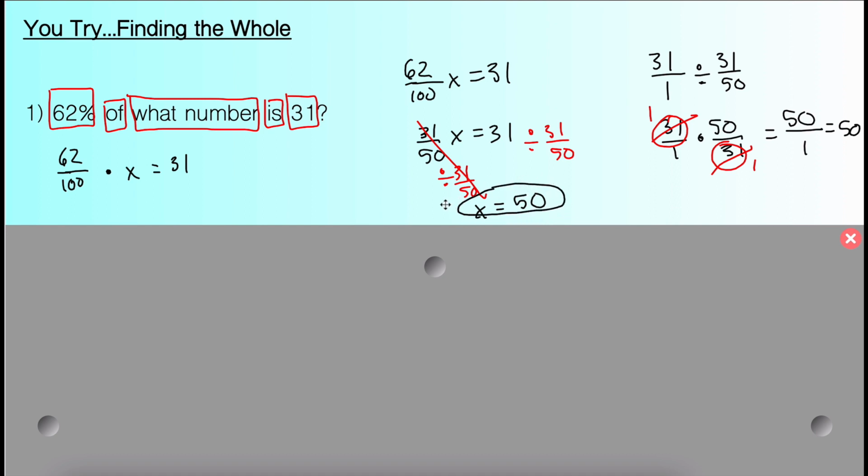And if I plug that back into my statement just to read it through and make sure it makes sense, 62% of 50 is 31. So a little more than half of 50 is 31. Yep, that sounds reasonable. My answer is in the realm of possibility. I like it. My work makes sense.